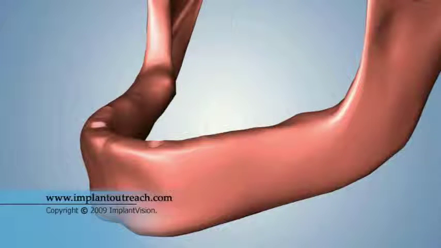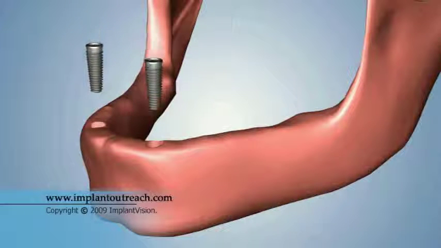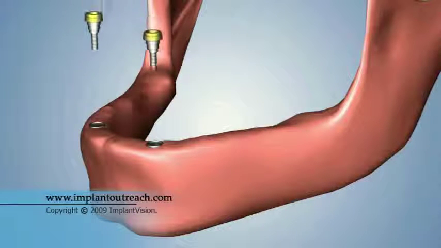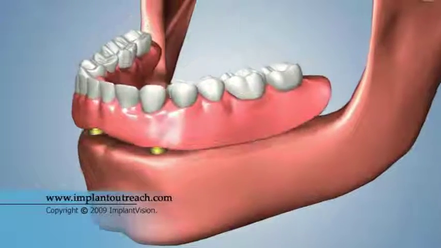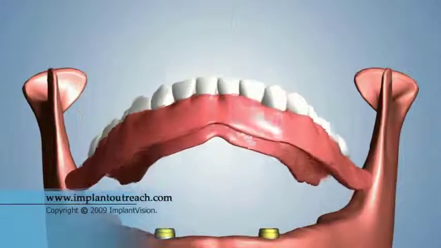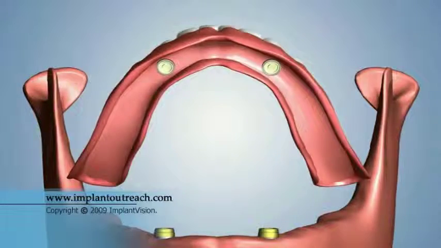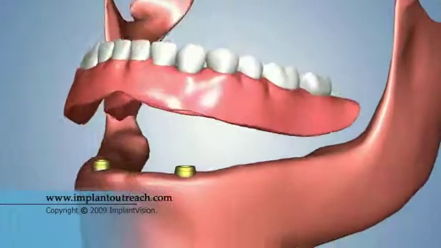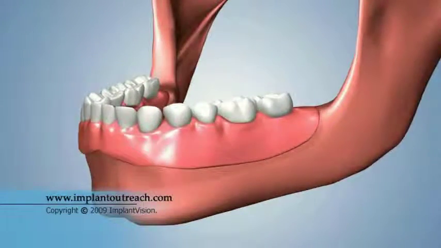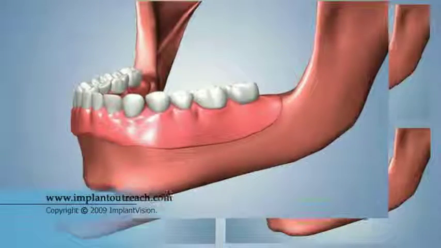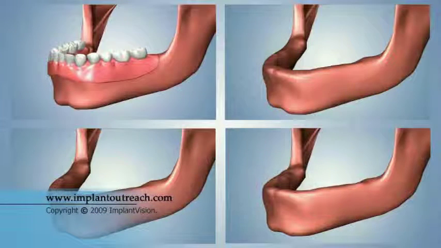One option may involve the placement of 2 or more dental implants. Special attachments are placed over the implants, making it possible for a customized denture to be secured in place. This is a connection type known as the locator attachment. The denture may be removed by the patient for cleaning.